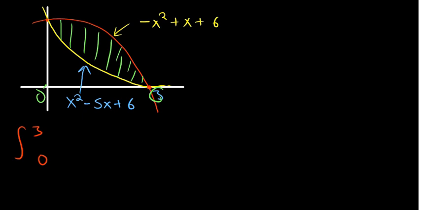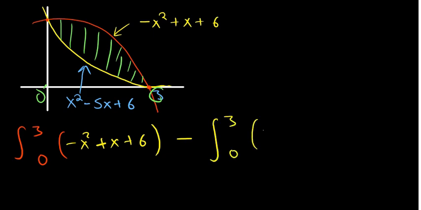Okay, so in this case we're going to have the upper one is negative x squared plus x plus 6, and then minus the lower one, which is 3, 0 as well. The function is x squared minus 5x plus 6. So everything else is not complicated for you to handle. All you just have to do is integrate the functions.